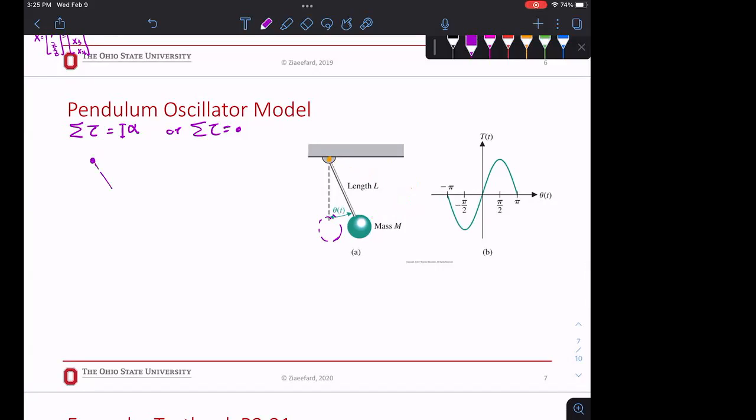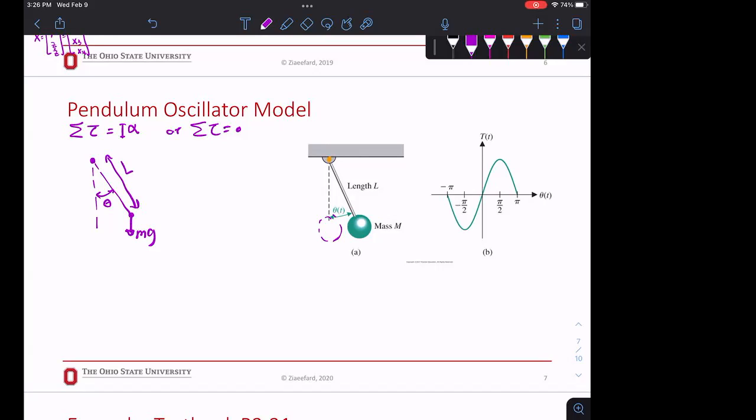So let's say this was mass M, right? This is theta. This is mg, and this is L. Let's say there are no other external forces. We just move it there and we want to see what's the summation of the torques.